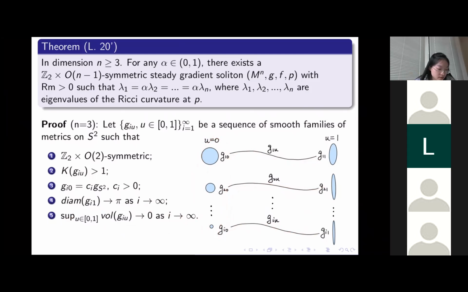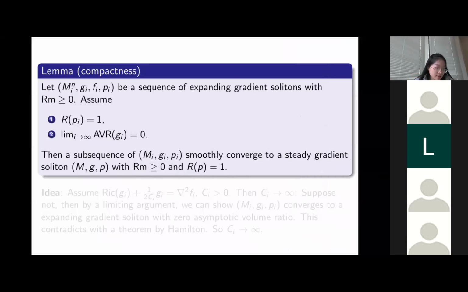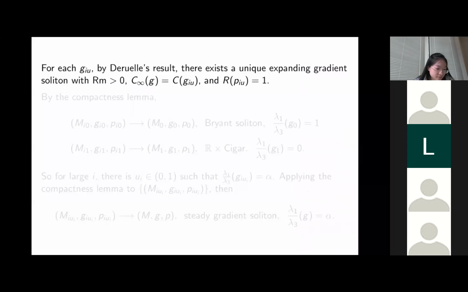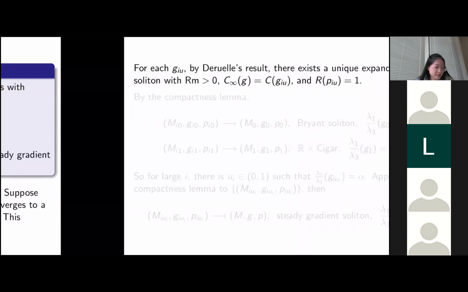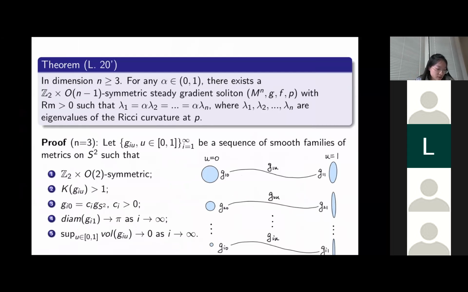Now the reason why we want the volume to converge to 0 can be seen by the following compactness lemma. I don't have time to go into the details of the proof, so let's just skip this lemma. Okay, right, so now we have constructed this family of metrics, g_i.